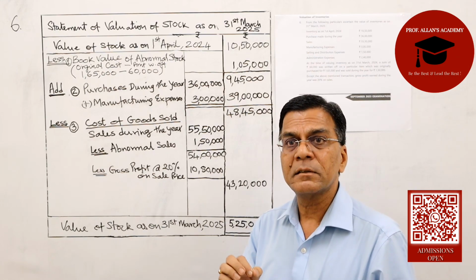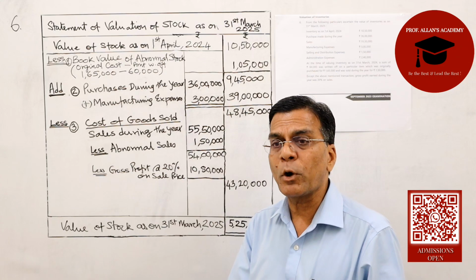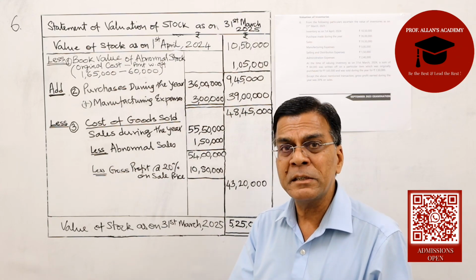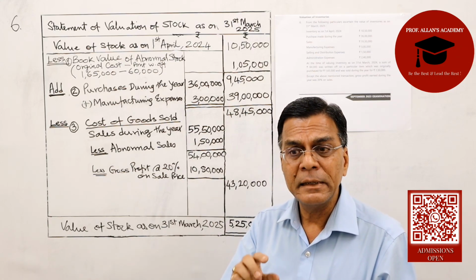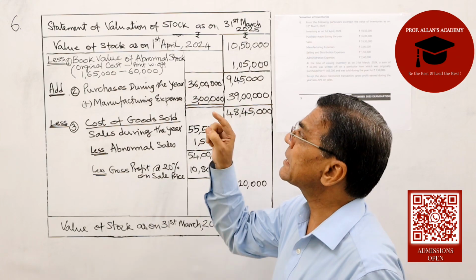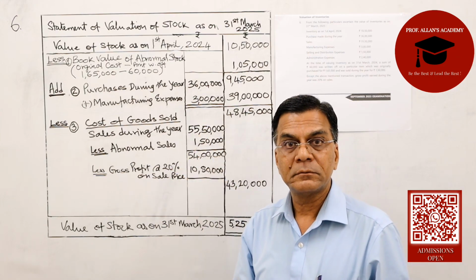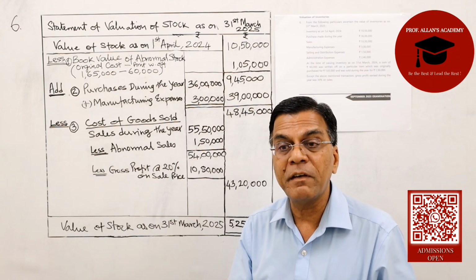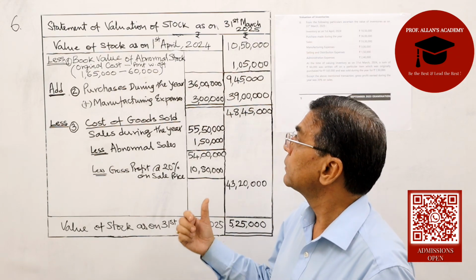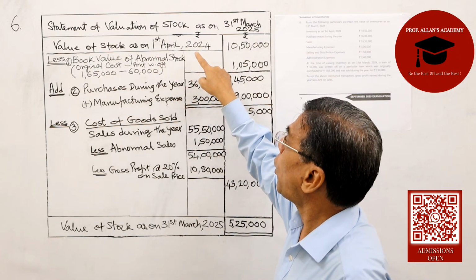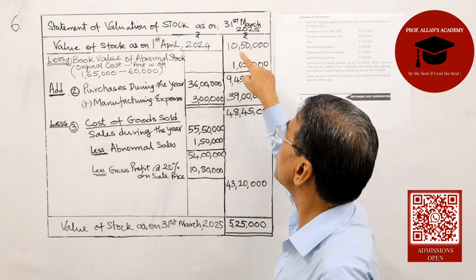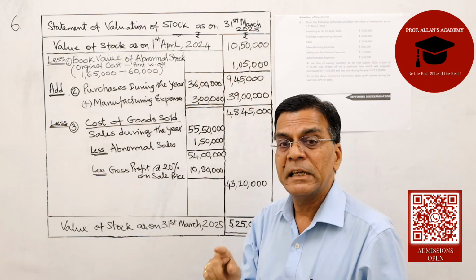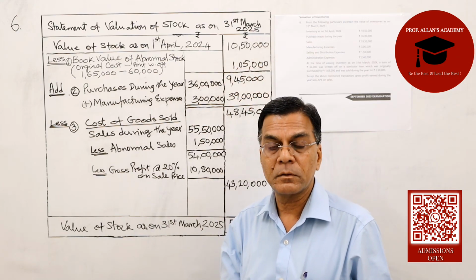They have given us in this present problem the inventory at the start of the year. What are we required to find out? What is the value of the inventory at the end of the year? So the value of the inventory on 1st April 2024 given to us is 10,50,000.